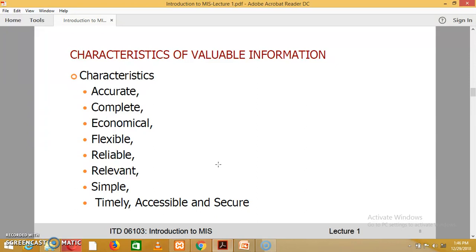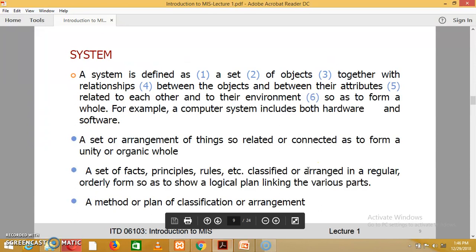Relevant: the information should be relevant to the receiver. It means the information that we are going to tell students should be similar to what students should be told, right? And it should be simple. It means that it should not be complicated. It should not contain a lot of content that is not necessary. Timely: the information should be timely, accessible, and secure.